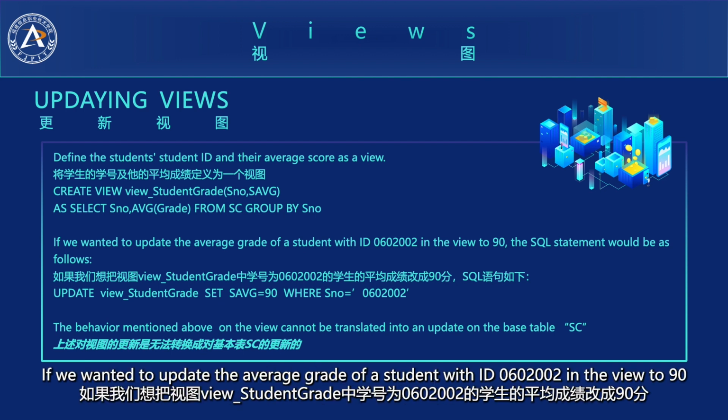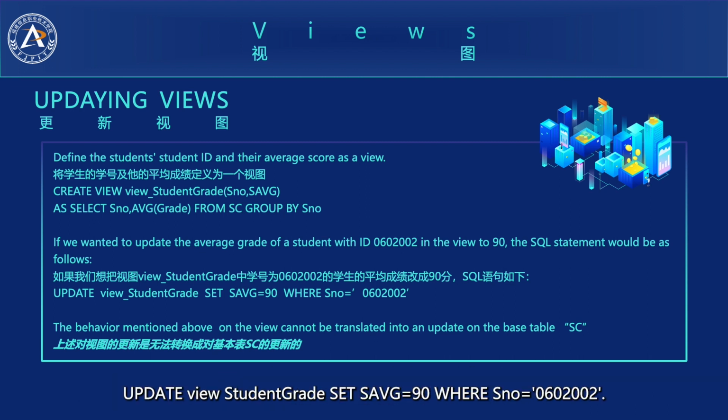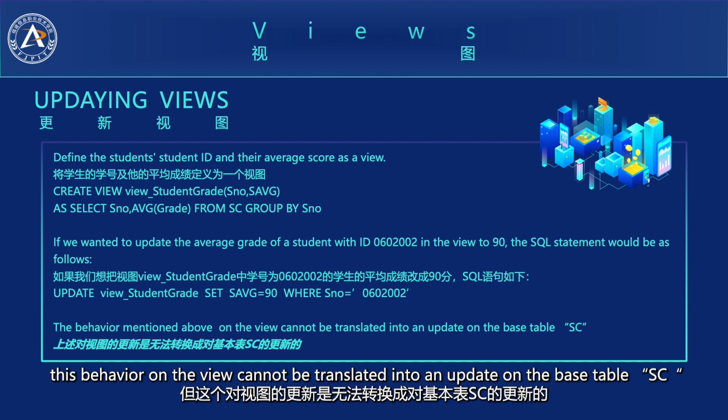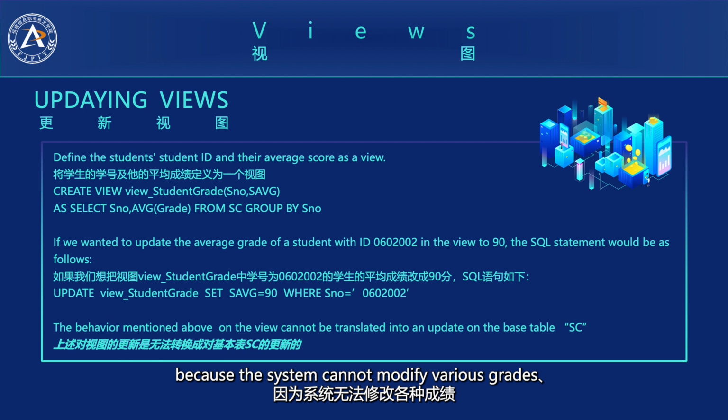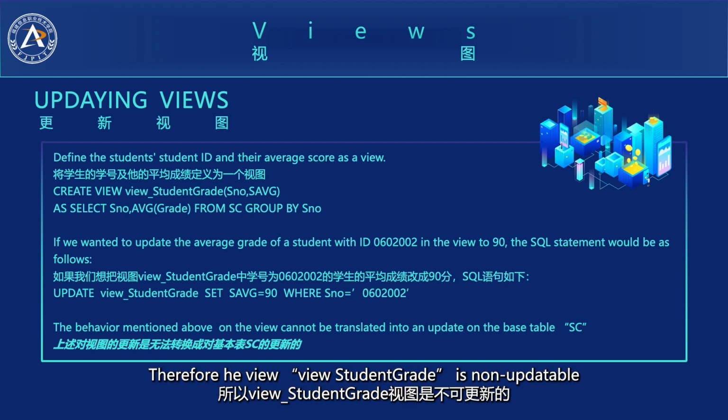If we wanted to update the average grade of a student with ID 0602002 in the view to 90, the SQL statement would be as follows: update view_student_grade set savg equals 90 where sno equals 0602002. However, this behavior on the view cannot be translated into an update on the base table SC, because the system cannot modify various grades to make the average grade become 90. Therefore, the view_student_grade is non-updatable.